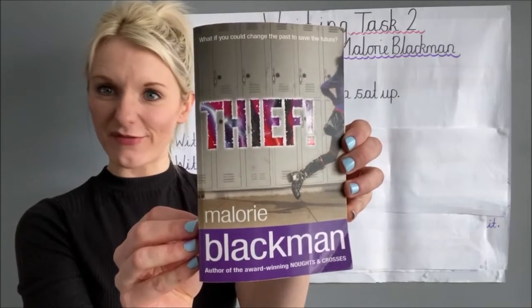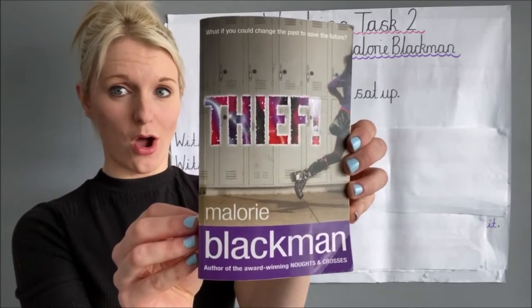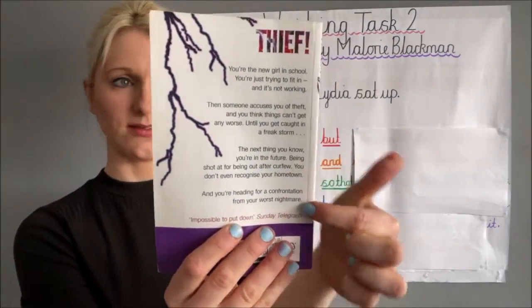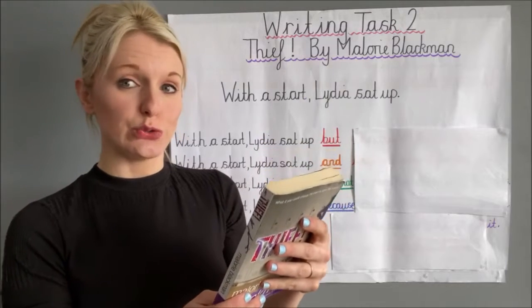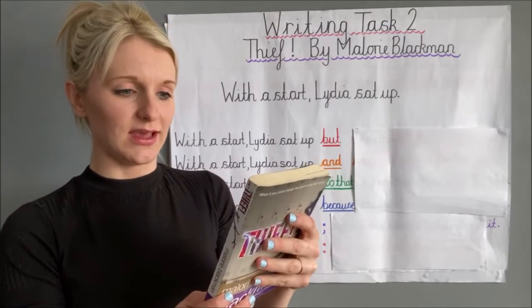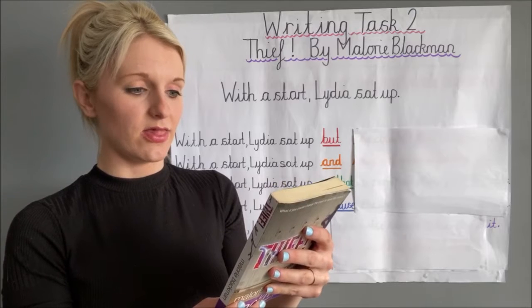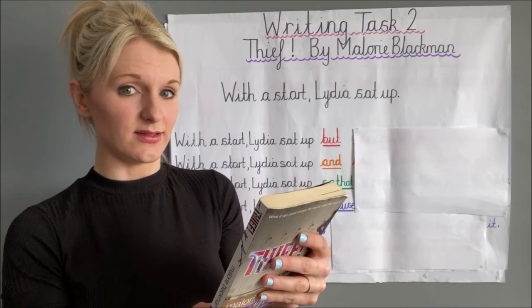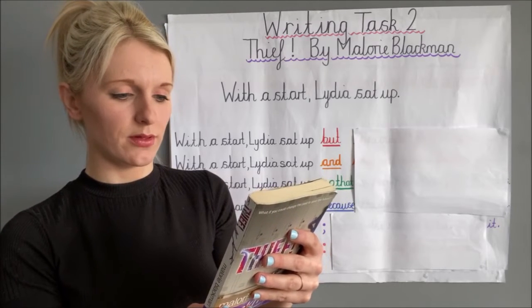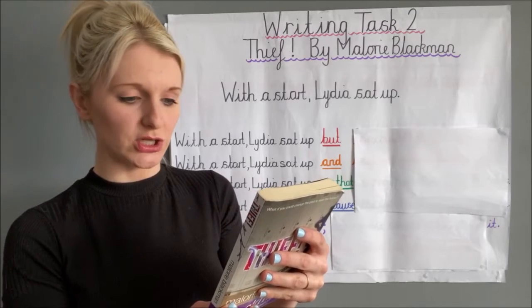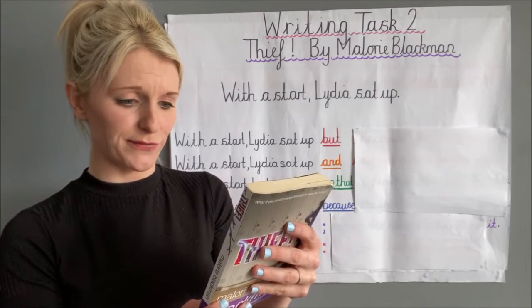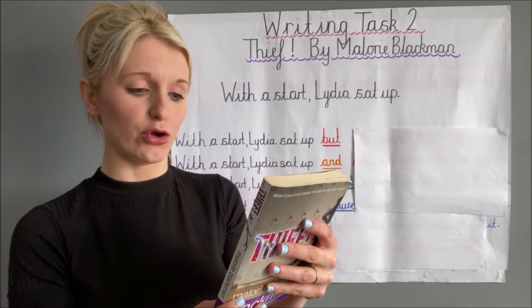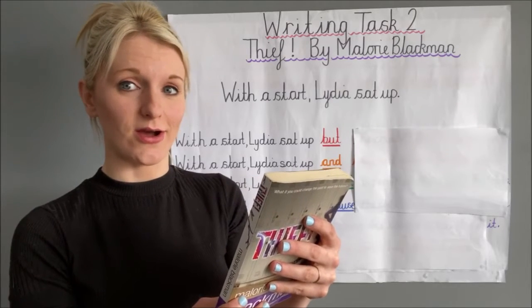But to give you a bit of a flavour of what this book is about, I'm going to read you the blurb from the back. So it says, "You're the new girl in school. You're just trying to fit in and it's not working. Then someone accuses you of theft and you think things can't get any worse until you get caught in a freak storm. The next thing you know, you're in the future, being shot at for being out after curfew. You don't even recognise your hometown and you're heading for a confrontation from your worst nightmare."